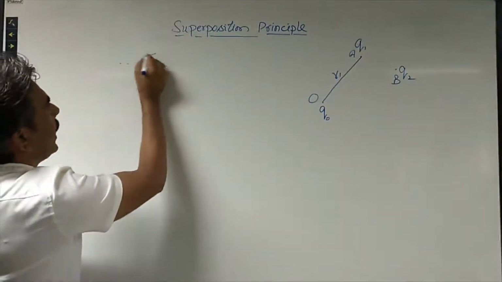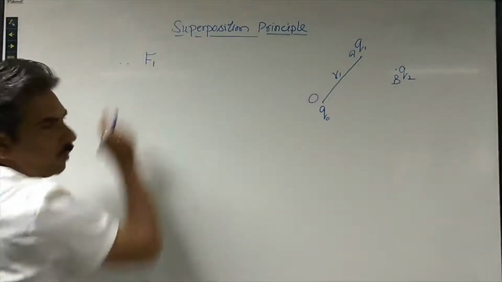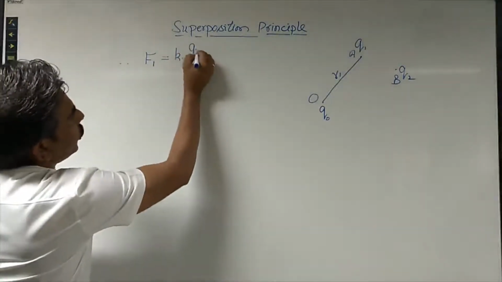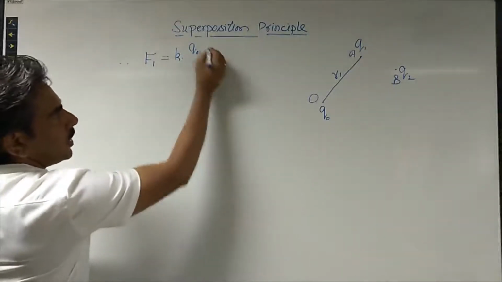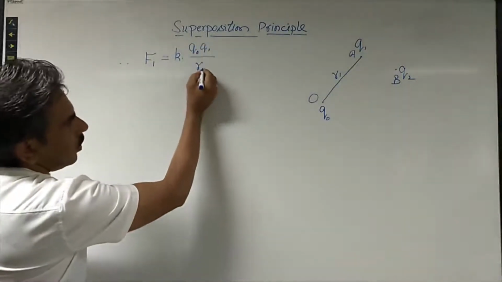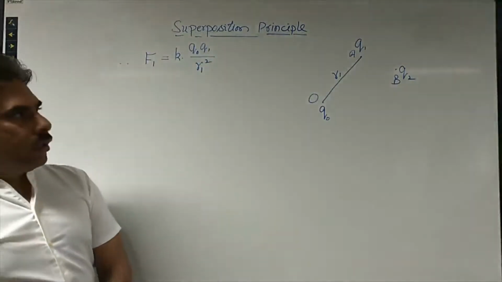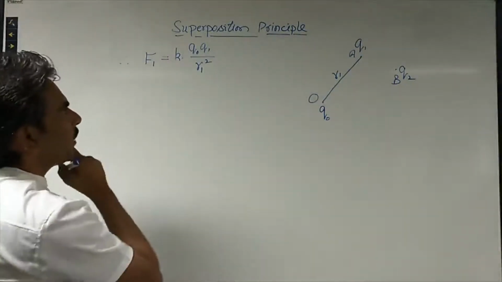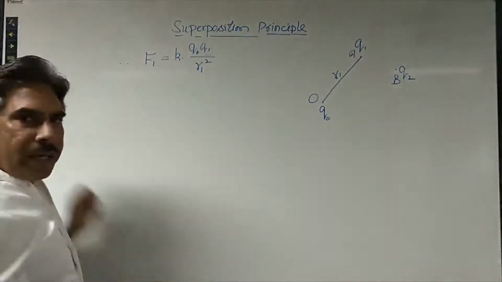So therefore I say that this force exerted by the first charge Q1 on charge Q naught is F1. This is written as K into Q1 into Q naught, where out of the two charges, one is Q naught, the test charge, and the other is Q1, upon the separation between them, which is written as R1 square. This is the first force, exerted by the first charged particle. In terms of vector notation, you can put a vector here and a unit vector here, depending upon the situation.